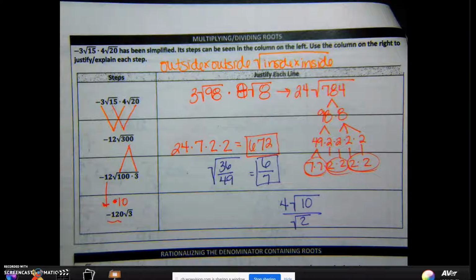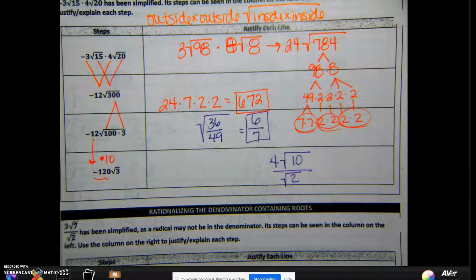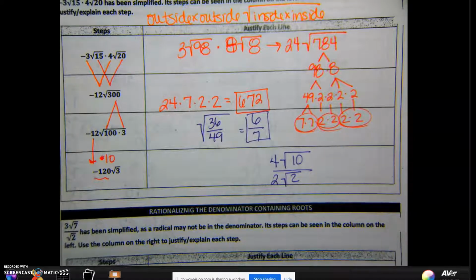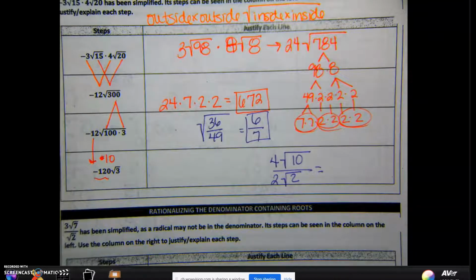All right. Here we go. So what does this fraction bar mean? Division. Actually, let's do this: 4 square roots of 10 divided by 2 square roots of 2. That shouldn't change what I do. It's just adding an extra step in.